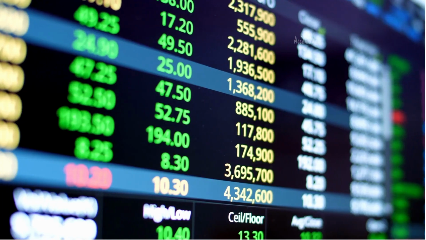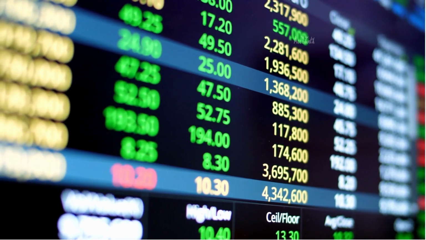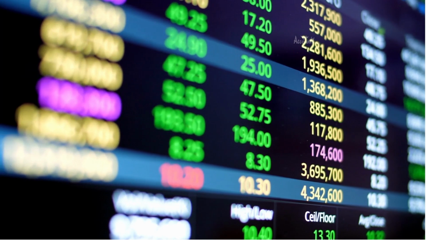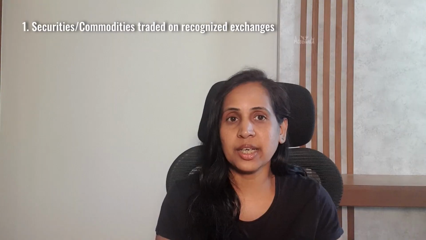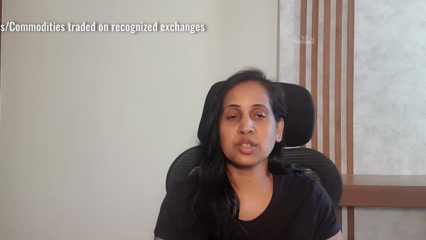This can be classified into 3 different categories. First, based on nature of the transaction, then nature of the buyer and nature of the seller. First, let's talk about the nature of transaction. If the transaction is related to securities or commodities which are traded through recognized exchanges, that is, you buy and sell shares on the stock market, TDS is not applicable on such transactions.